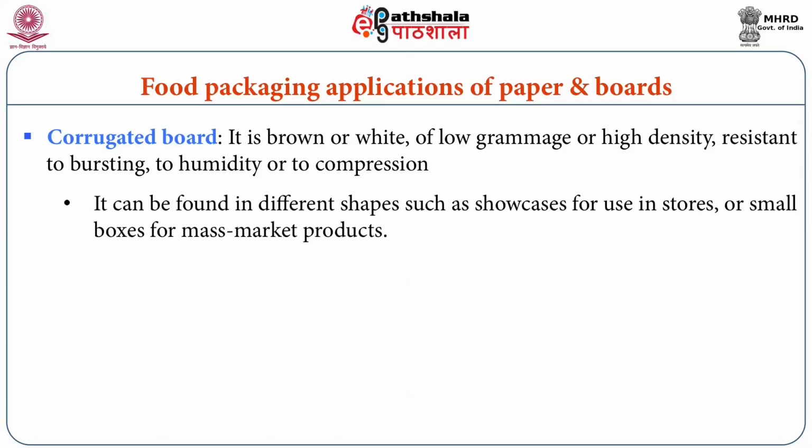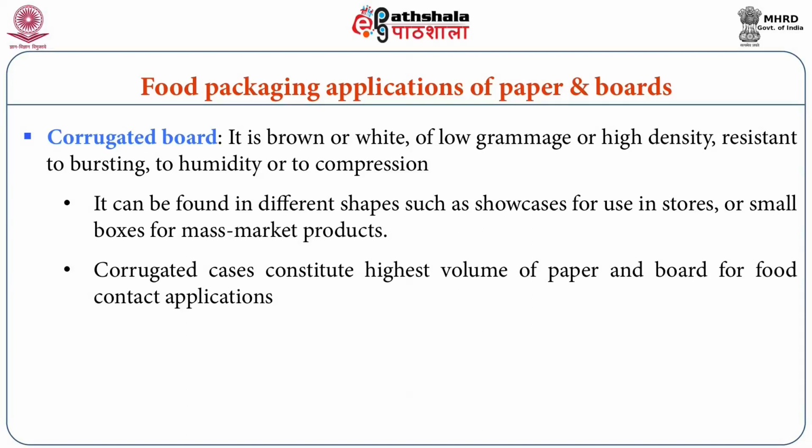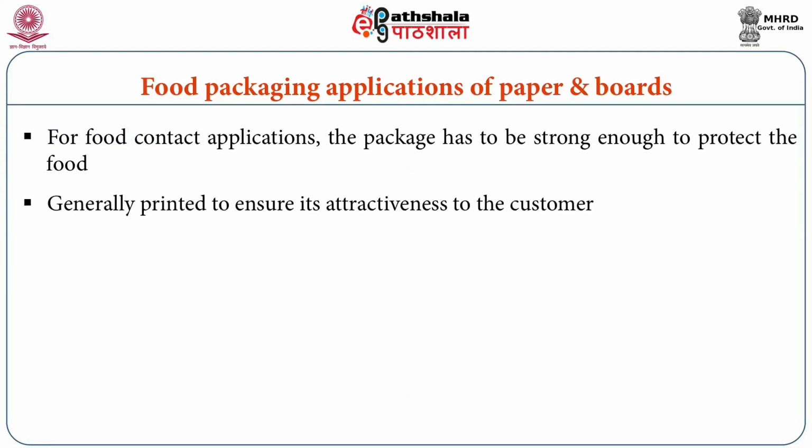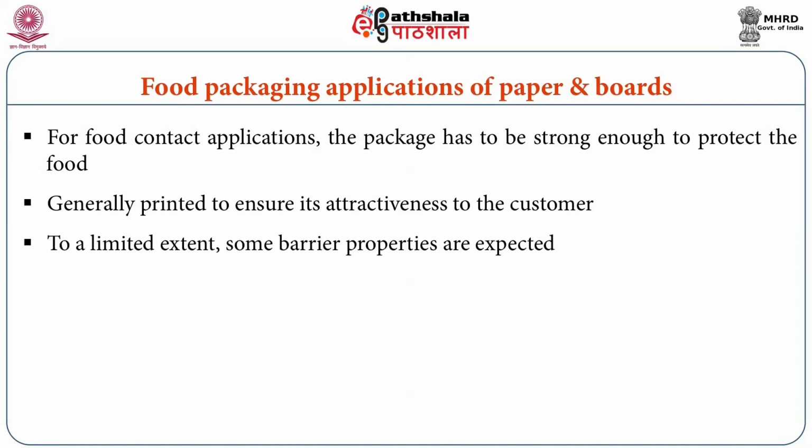It can be found in different shapes such as showcases for use in stores or small boxes or mass market products. Corrugated cases constitute the highest volume of paper and board for food contact applications. For food contact applications, the package has to be strong enough to protect the food. It is generally printed to ensure its attractiveness to the consumer because it is part of the food delivery structure. To a limited extent, some barrier properties are expected to protect the food against degradation by the external environment.